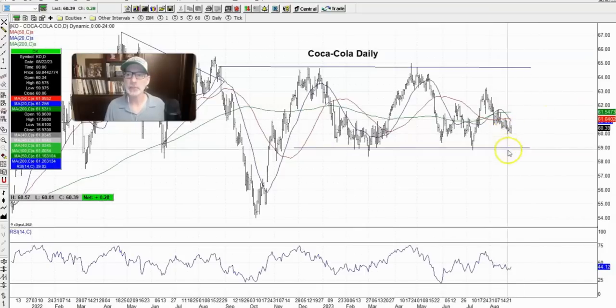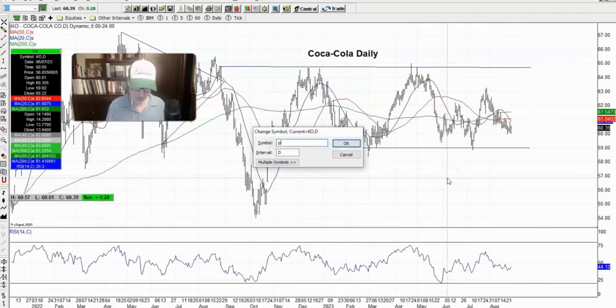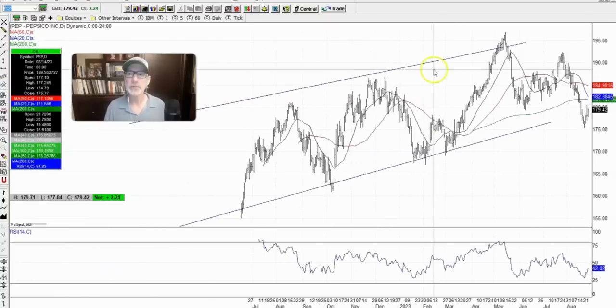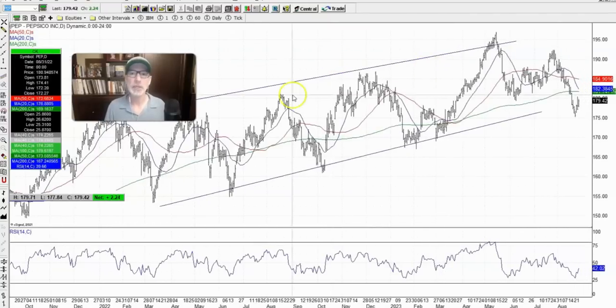You don't want to jump the gun because it could potentially blast through the 59 level. So you want to wait for the turn before you get into that bullish play. Let's look at Pepsi. Also another great dividend paying company, Coke and Pepsi. You can see it's in an uptrending channel, with lots of ups and downs.